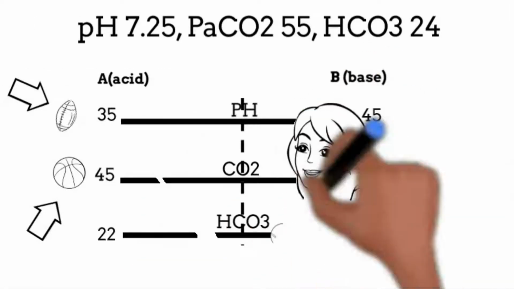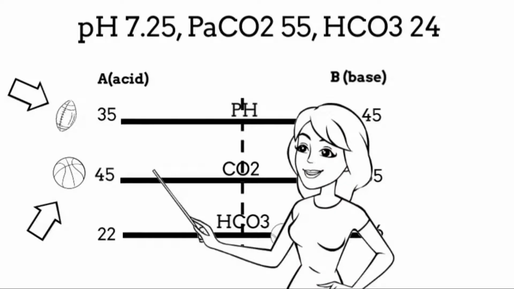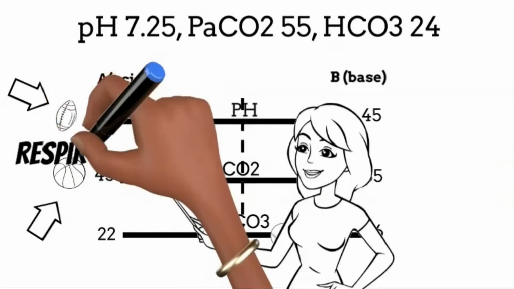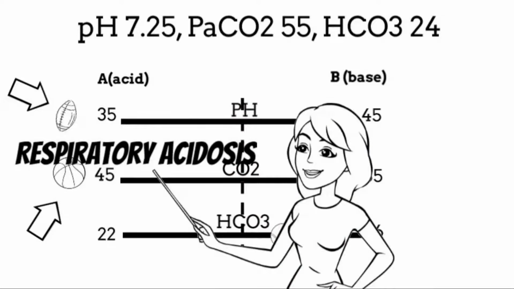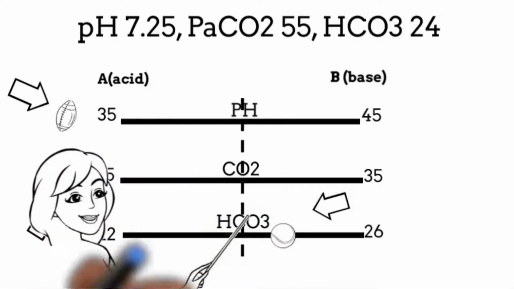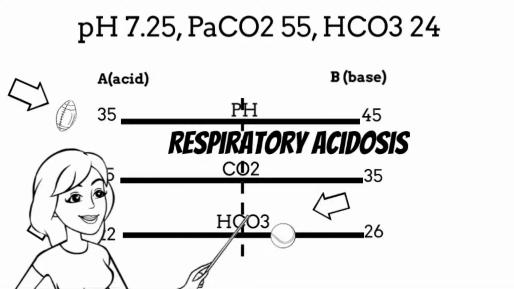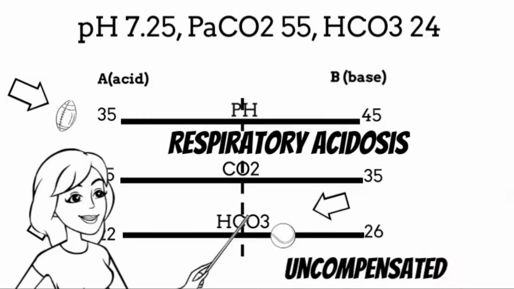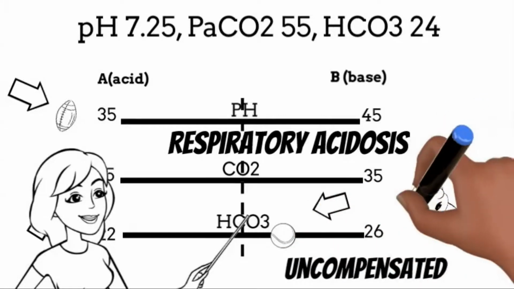The closest player to the pH is respiratory, and it's on the acid side, so our interpretation is respiratory acidosis. But note what the third player is doing. He's on the line, so it's not compensated. It's doing nothing.